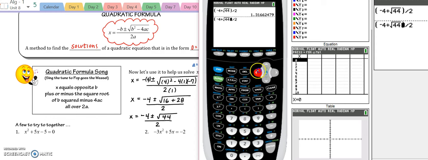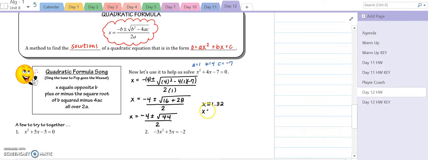So now I can move over, and rather than adding negative 4 plus the square root of 44, I want to subtract. Make sure you're using the subtraction button and not the negative. You can hit enter, and you get that negative 5.32. So I use these little squiggles. All it means is that I rounded. It's not an exact answer. It's an approximation. But you just solved it.